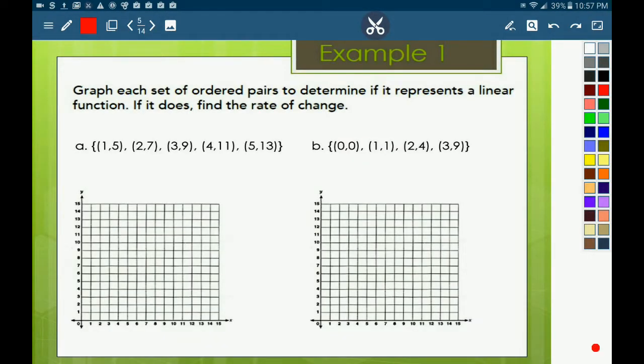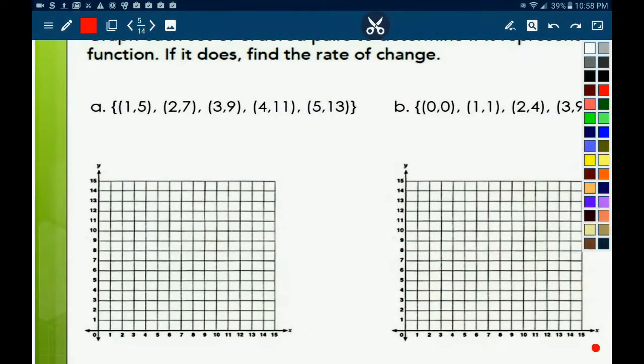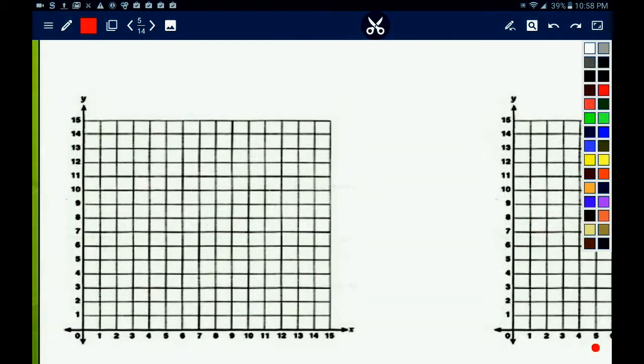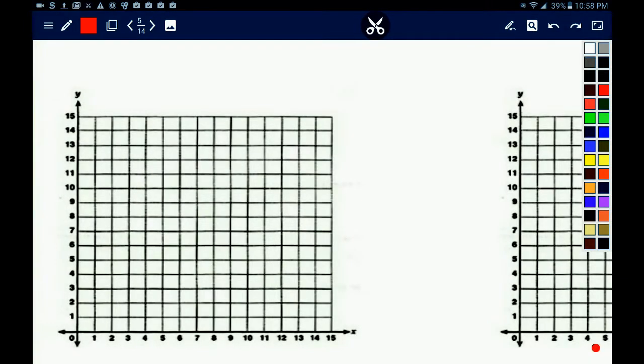All right, so let's go ahead and try the first example. It says graph each set of ordered pairs to determine if it represents a linear function. If it does, find the rate of change. So let's start with A here. We're going to plot these points down. And really we're just looking out for if it forms a straight line.